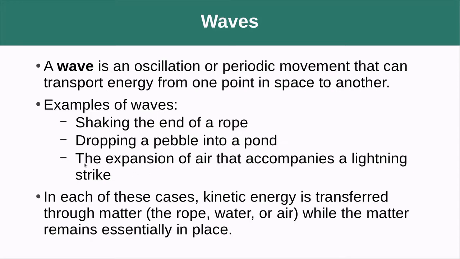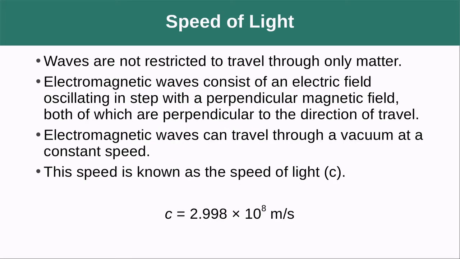And even ones that we experience but can't really see, like the expansion of air that accompanies lightning, that thunder, that is a wave that is propagating out from the lightning strike. But in any of these cases, kinetic energy is transferred through matter, whether it be the rope, the water, or the air, while the matter remains essentially in place. So the speed of light.